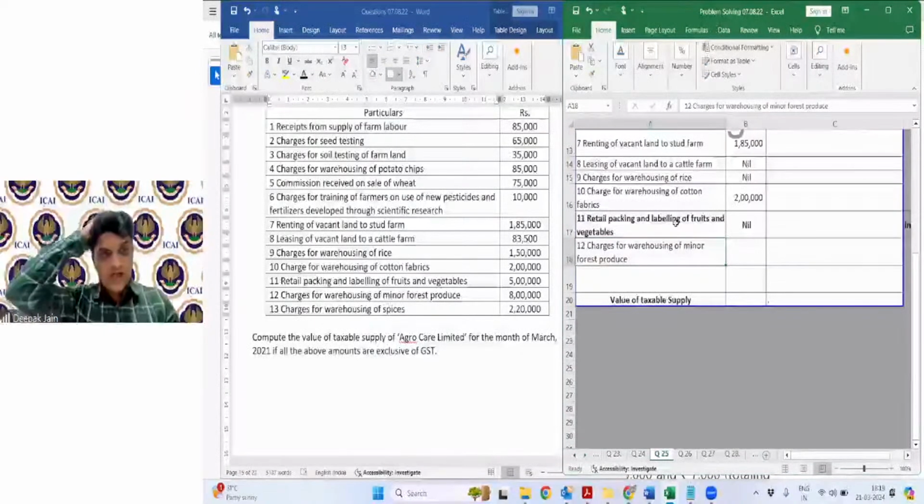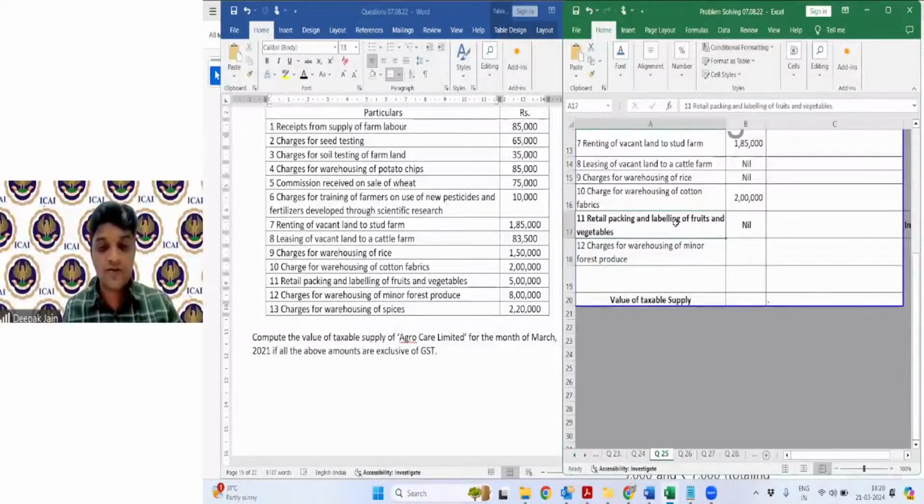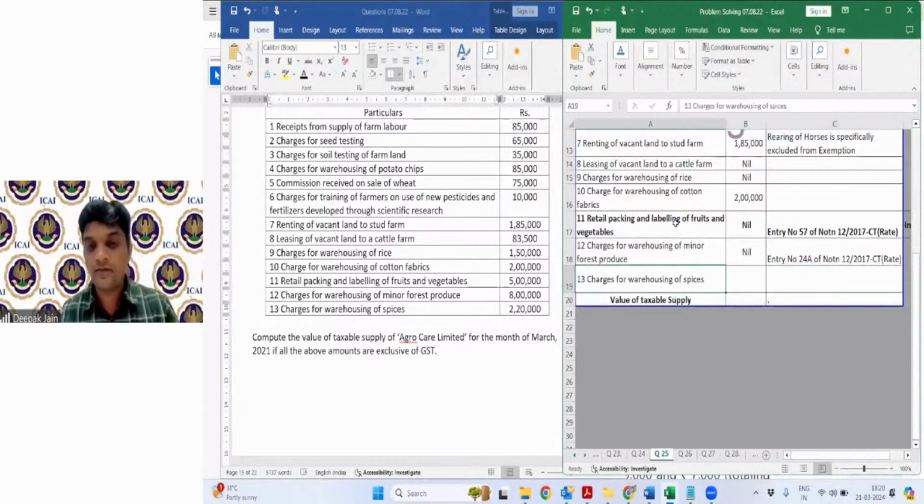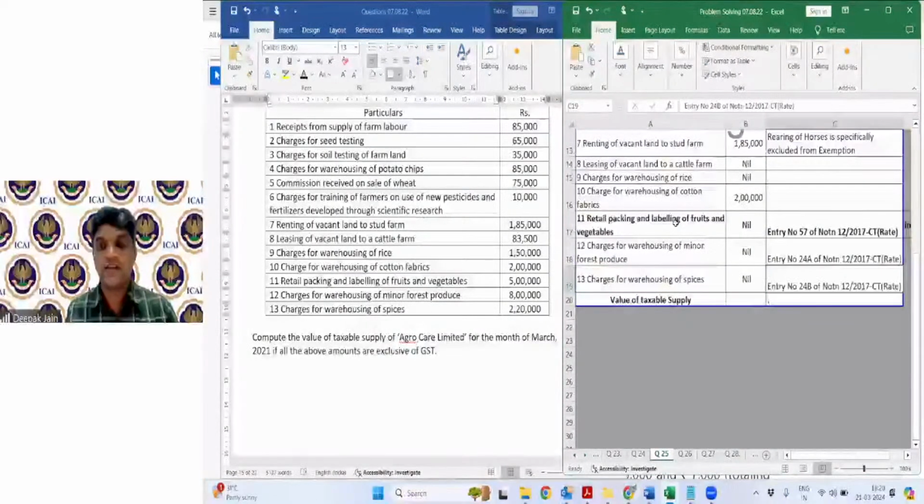Point number 12, charges for warehousing of minor forest produce. So minor forest produce is also specifically mentioned. That is also exempted. Same, the entry for year will be different, but then charges for warehousing of spices. Is spices exempted? Right. Spices is also specifically exempted.